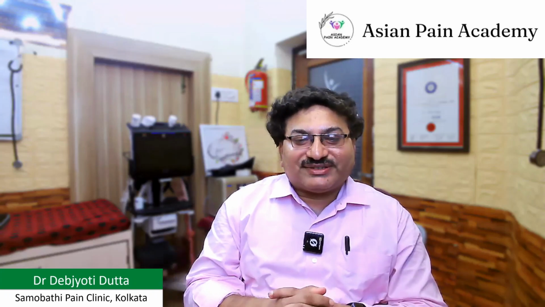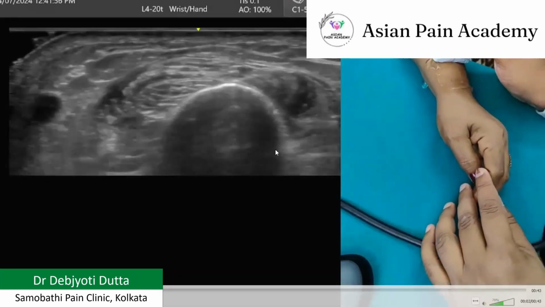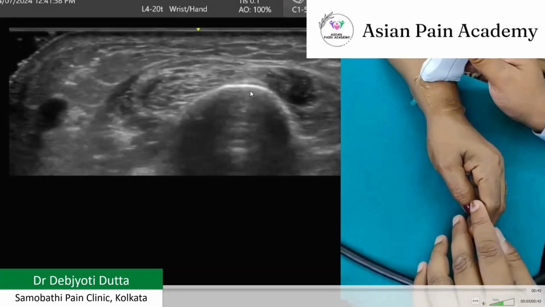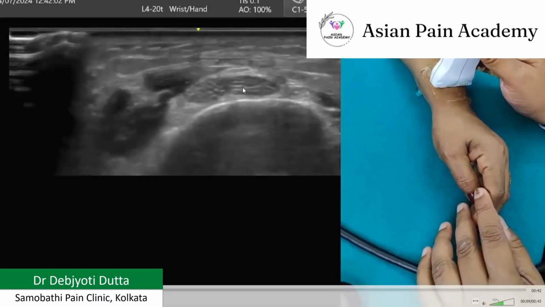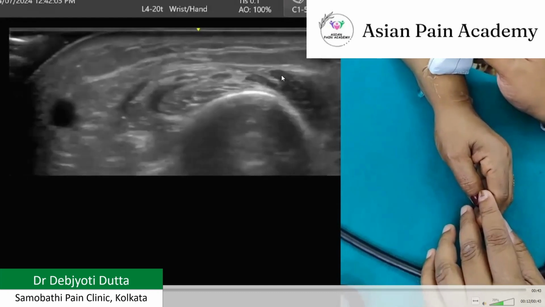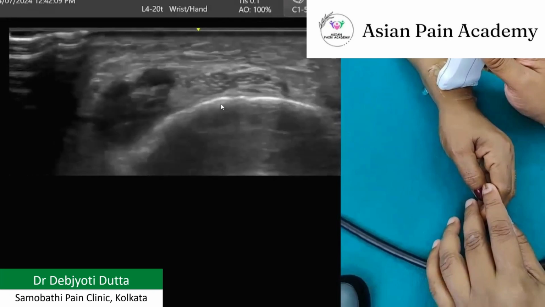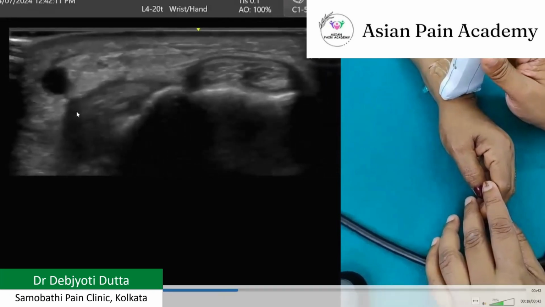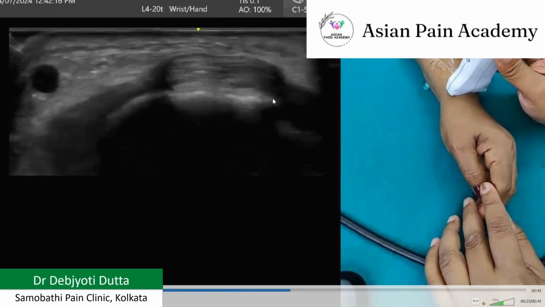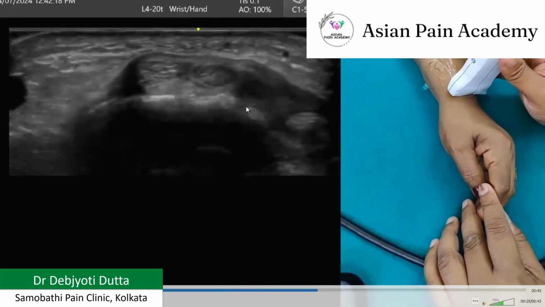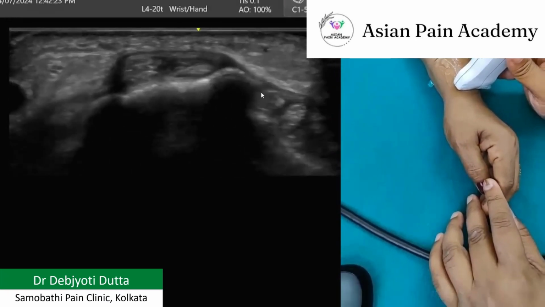Now, let us see what we found when we scanned it under ultrasound. When we scan under the ultrasound, we see it is exactly over where compartment 1 is crossing over compartment 2. So this condition is known as proximal intersection syndrome. We have scanned and found this is compartment 1, this is compartment 2, and there we have the Lister's tubercle. After the Lister's tubercle, we have compartment 3. These are the dorsal compartments.